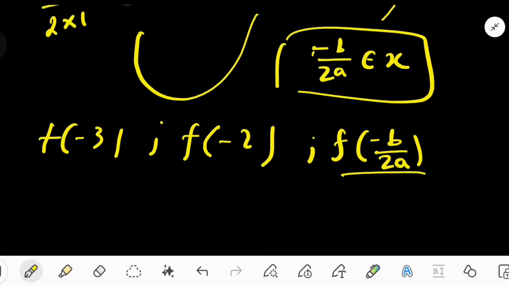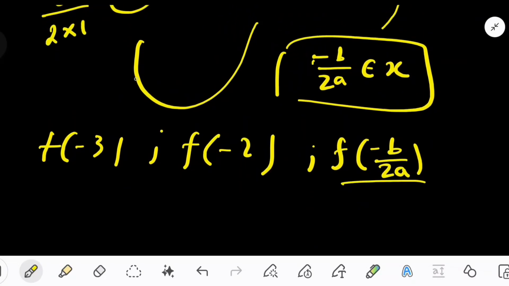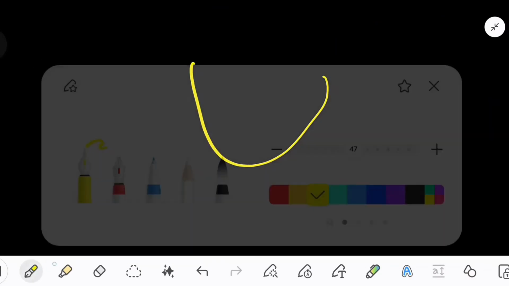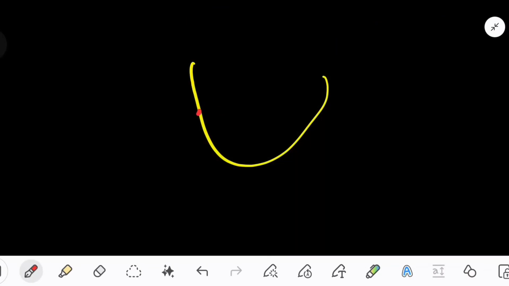But why do we need to check this? Well, let me tell you. So suppose if the function, let me tell you over here. So suppose there was a range, I mean there was a domain, so from this to this, right?